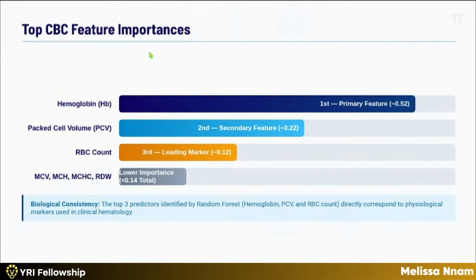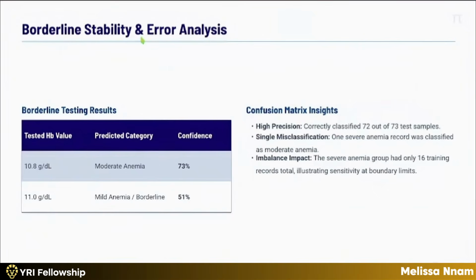These are the top CBC features according to random forest. Hemoglobin is the first one. Packed cell volume is the second, and RBC count, red blood cell count, is the third. MCH, MCV, MCHC, and RDW take less than 0.14% and barely affect the CBC features. The top 3 predictors identified by random forest also directly correspond to physiological markers in clinical hematology.